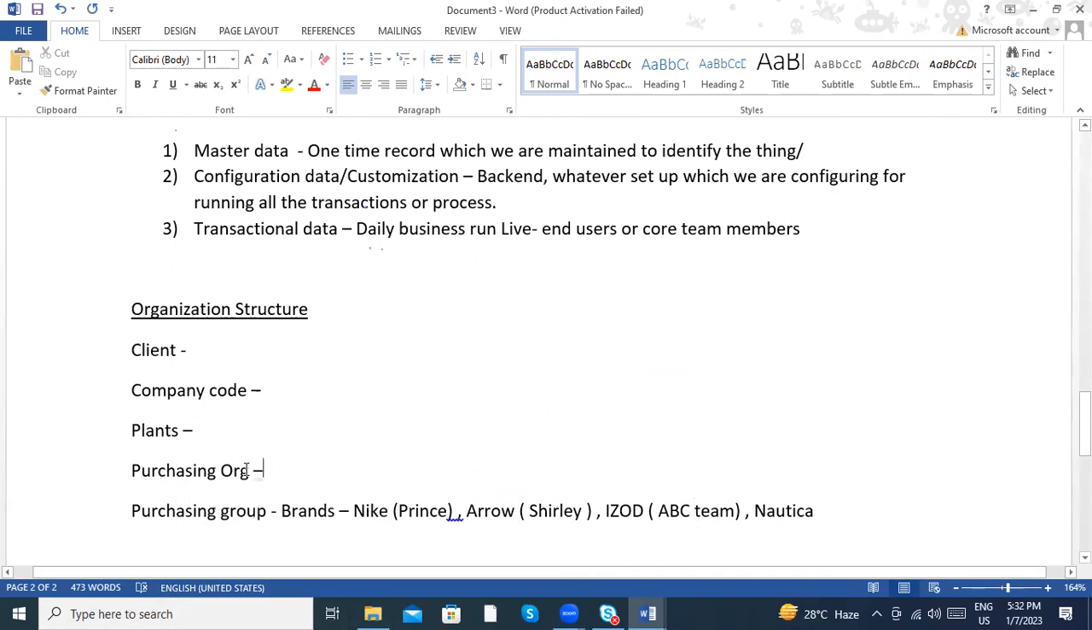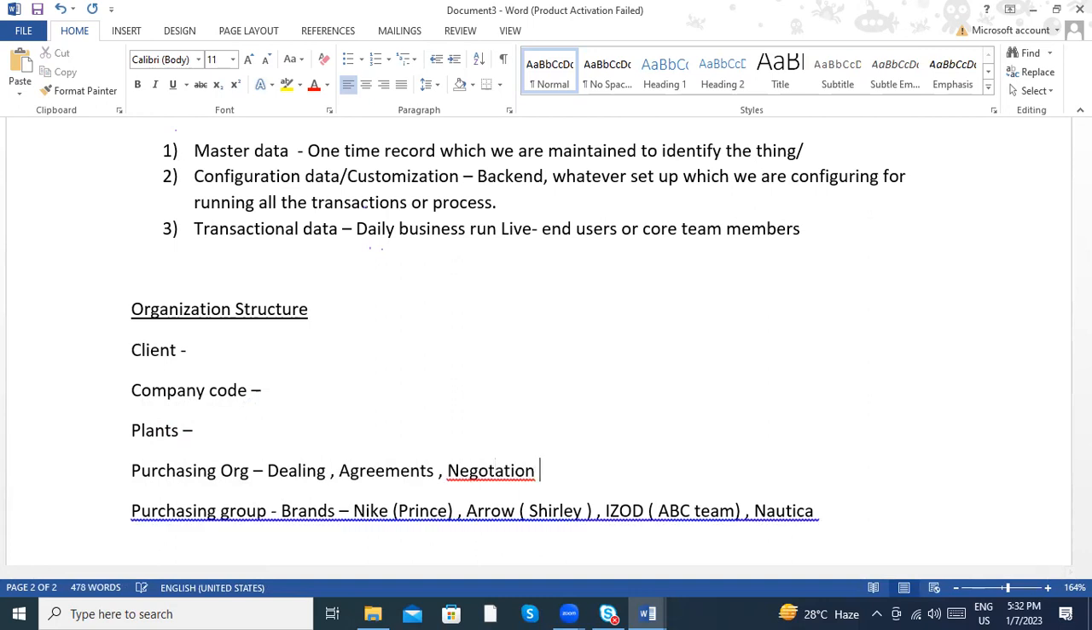And this is the organization. Particular areas may have different organizations, and a particular plant may have one organization. Like domestic purchasing: at a domestic high level, this organization will be responsible. Here also it is a team of members, but at a high level it handles dealings, agreements, and negotiations. These will all be taken care of by the purchase organization.